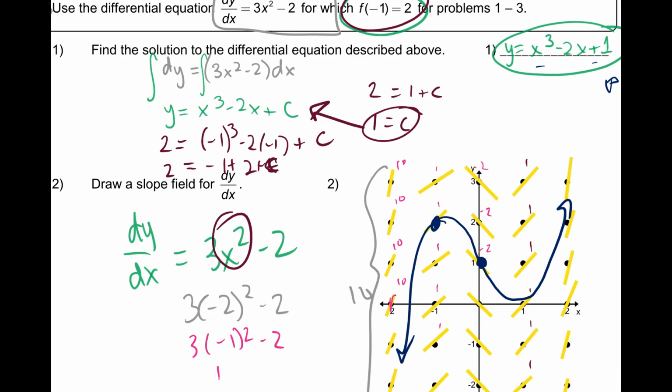Okay. Why would y be 1 when x is 0? y equals 0 cubed minus 2 times 0 plus 1.